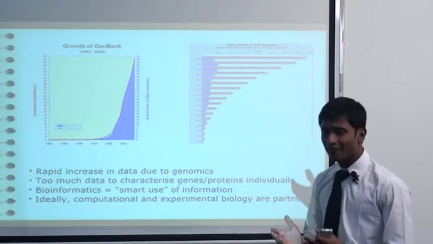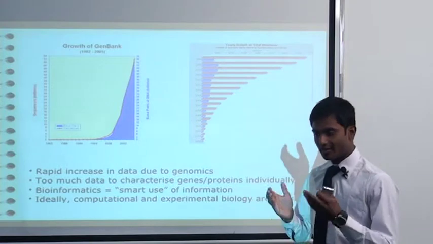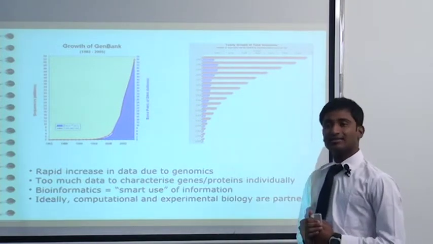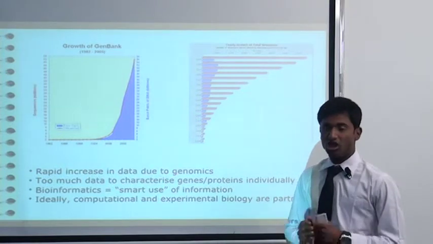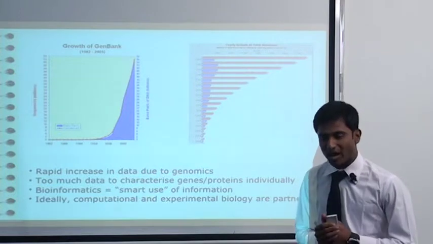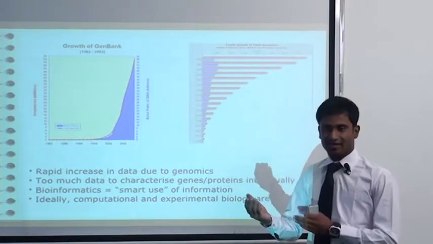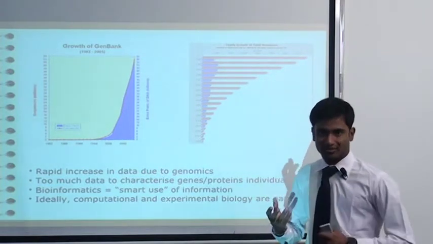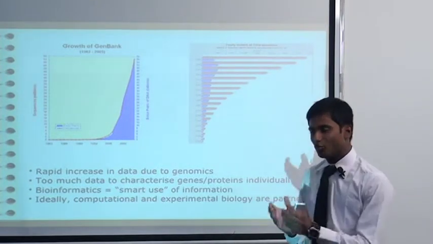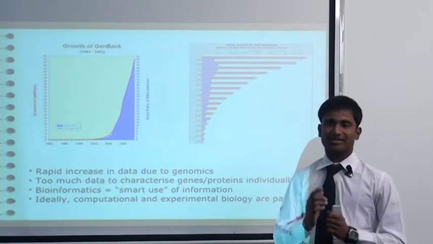Now, why is bioinformatics needed right now? Because before 1960, scientists were working on research and trying to develop many new things, but the rate of discovery was very, very low. Hardly 10 to 20 papers were published in a single year.